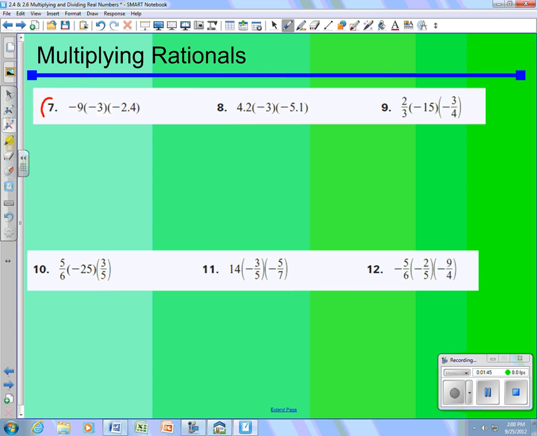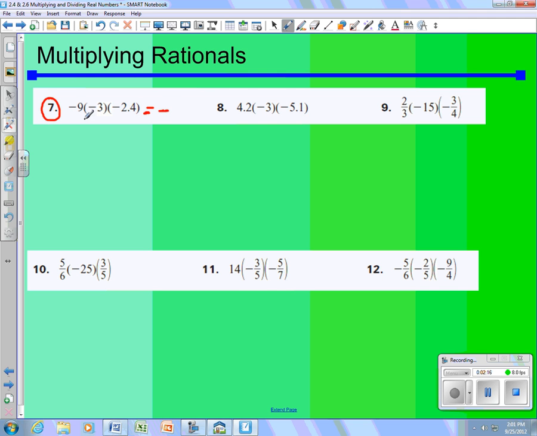So let's take a look at number 7. In number 7, I'm multiplying negative 9 times negative 3 times negative 2.4. With multiplying and dividing, I always like to know the sign before I do the work with the numbers. If you put the sign down first, then you don't have to worry about it. So I'm going to go ahead and do that. Notice here I have 3 negatives, 1, 2, 3. That's an odd amount of negatives, so I can go ahead and put a negative sign on my answer.